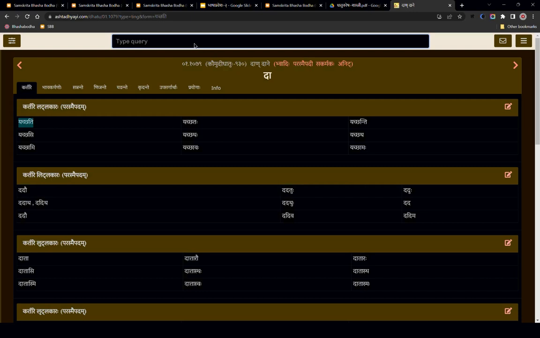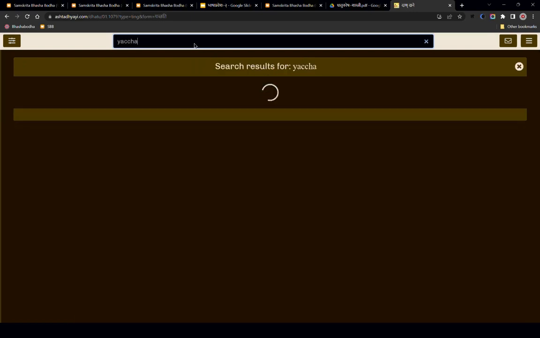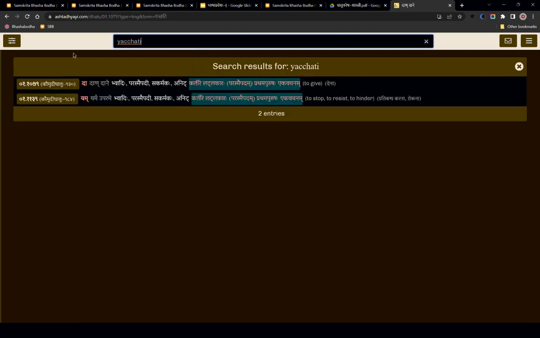You can understand. But again, if you type Yachati here, you are seeing these 2 different things. There is another one also called Yama, and this Dhatu also becomes Yachati. But the meaning is different there. So we'll have to understand the context where it is being used. If it is Yachati, then Saha Dhanam Yachati, so he is giving the Dhana.